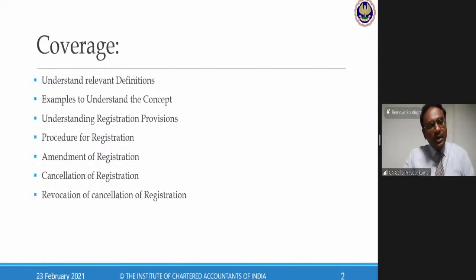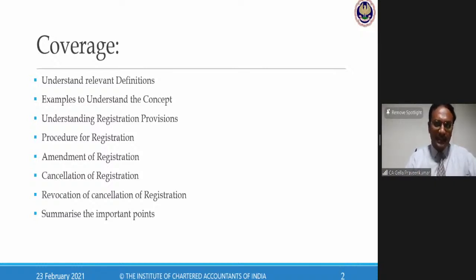Then we have something called revocation of cancellation of registration. Now this is a technical term. Revocation is, once an activity has been done or once a notice has been issued, how do we cancel back? How does the officer take back his particular order or a particular direction? This is called revocation. Then finally, we have summarizing the relevant points.